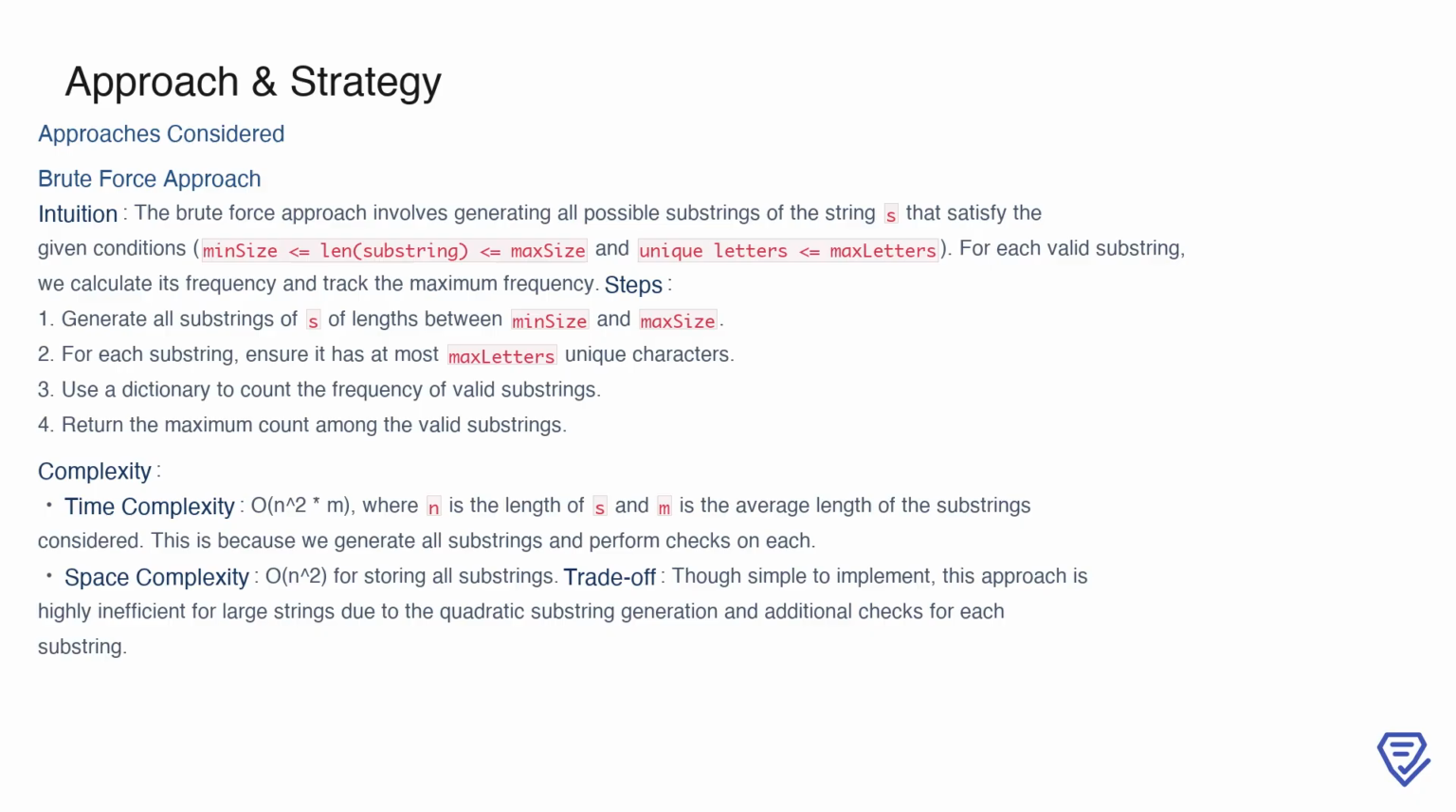Generating and checking all substrings leads to a time complexity of O(n²m), where n is the length of the string and m is the average length of the substrings. Additionally, it requires n squared space to store all substrings. This makes it impractical for larger strings due to the heavy computational overhead and memory usage.